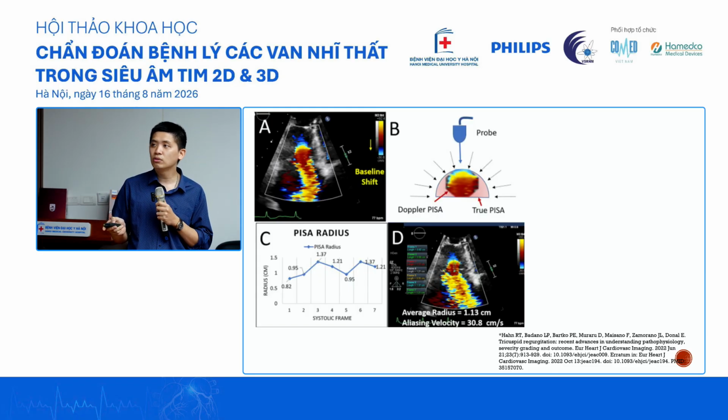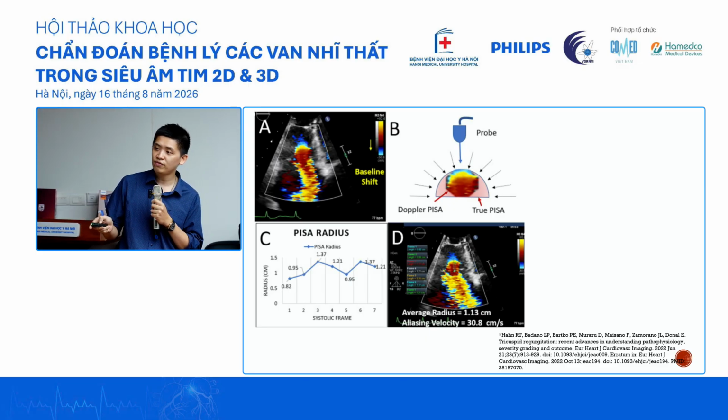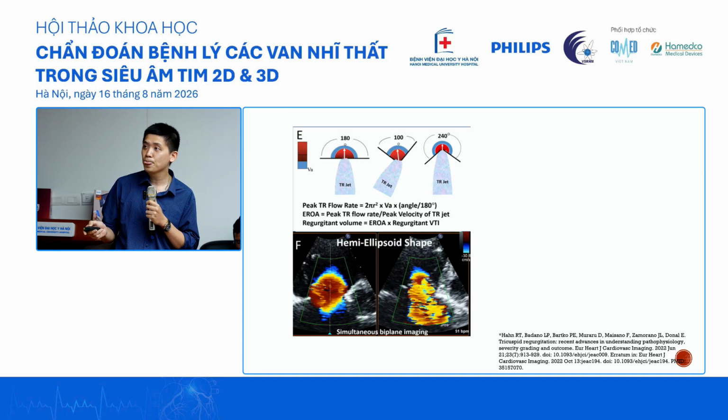A few of the pitfalls that you can see here: the first is we assume that this is a hemisphere, but because of how the probe actually gets the signal, some of the signal more diagonal to the probe actually gets left out, and you don't ever get the true hemisphere. You have a smaller shape. Also, PISA tends to fluctuate, especially for functional tricuspid regurgitation, throughout the cardiac cycle.